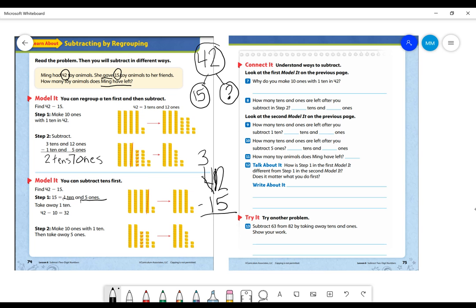Now I can take away my 1 ten and 5 ones. So 12 ones minus 5 ones made 7 ones and 3 tens. And taking away a 10, I would have 2 tens left. Friends, this is why we start with our ones place. iReady wants you to use different strategies.